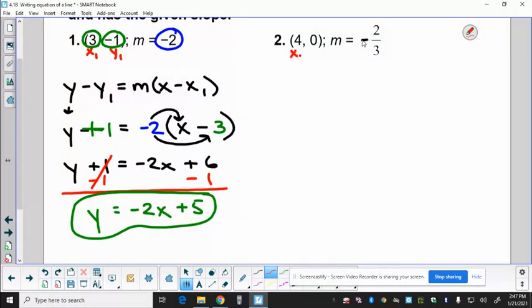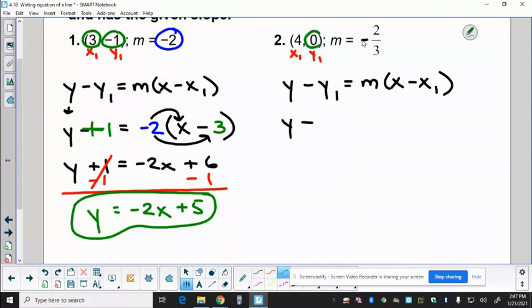So y minus y1. You see it's a 0? Interesting. Equals, okay, what's m? -2/3 goes here. X minus, all right, now I need to find x1. Here it is, it's this 4.